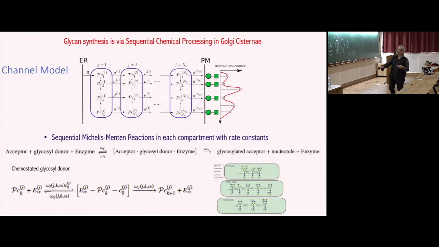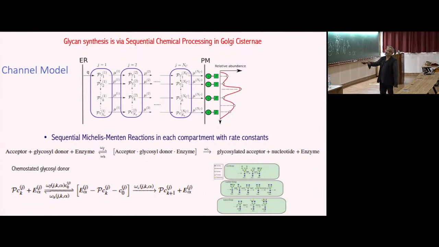Okay, so now here's the set of equations. Typically each chemical reaction is a Michaelis-Menten reaction. So you have a sequence of Michaelis-Menten reactions in each compartment with rates given like so. The forward rate, the backward rate, and this is the catalysis rate. So this is the traditional Michaelis-Menten reaction.